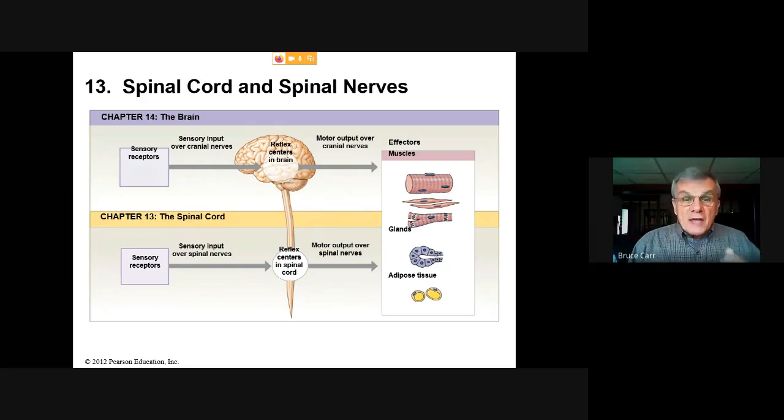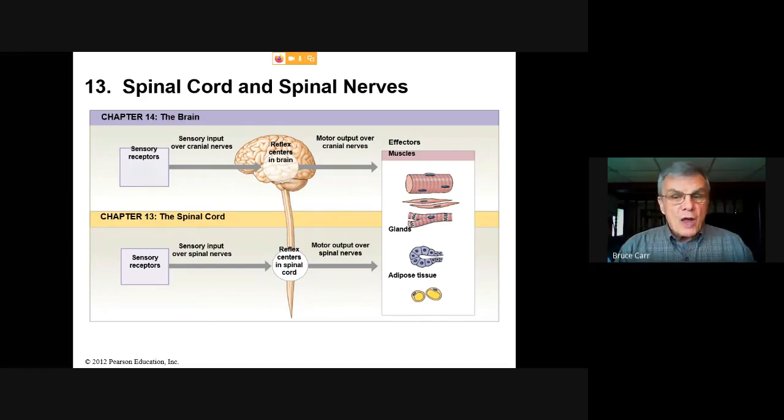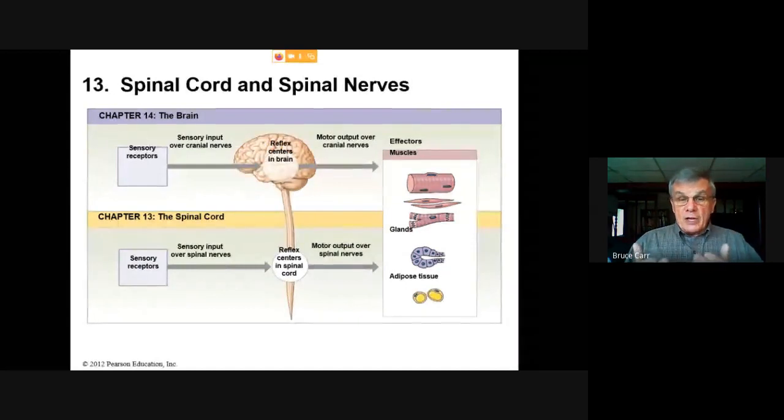The processing will send out a command to effectors, shown on the right. Effectors are only of three types. Our nervous system can only control our muscle fibers, our adipose tissue, and the glands that secrete various substances. Chapter 14 will be about the brain, and we will be moving up a step of complexity.